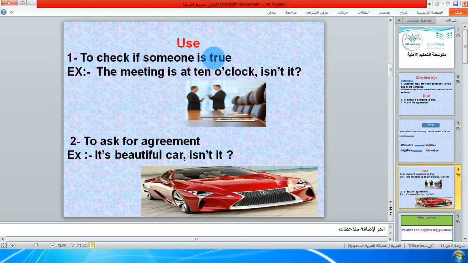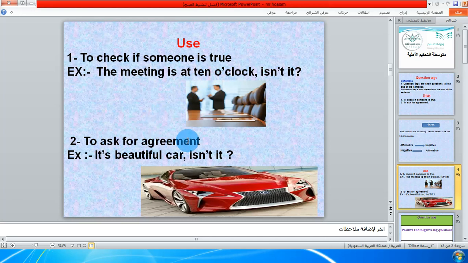To check if something is true. Example: the meeting is at 10 o'clock, isn't it? Okay, isn't it here is a question tag. Okay, here in the sentence we have the auxiliary verb is, and we transform it into a negative question, so is becomes isn't, followed by the subject. Okay, this means this person is checking if the meeting is at 10 o'clock or not.